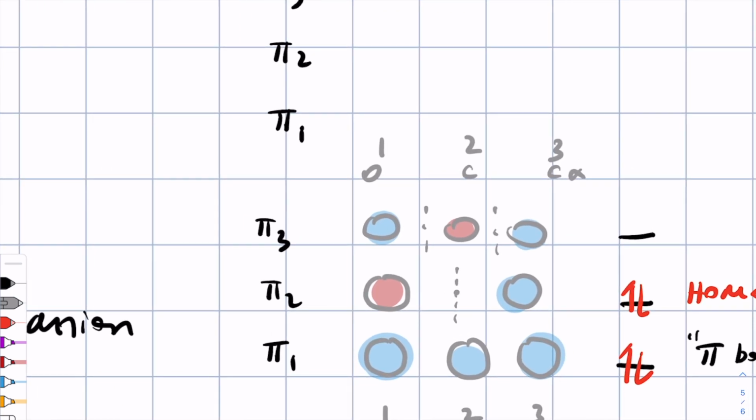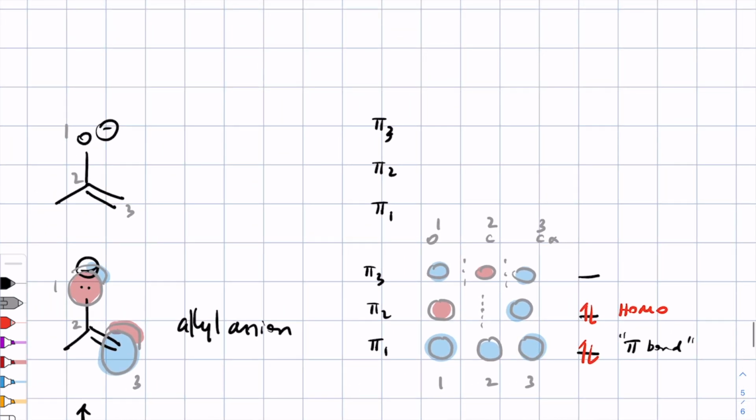So oxygen being more electronegative than carbon, the lowest energy electrons are going to be the ones that are pulled more towards oxygen. So the amount of orbital on oxygen is going to be bigger in pi 1. And in pi 2, the amount of orbital on oxygen is going to be correspondingly less. So MO theory tells you that the pi bond electrons are pulled more towards oxygen.